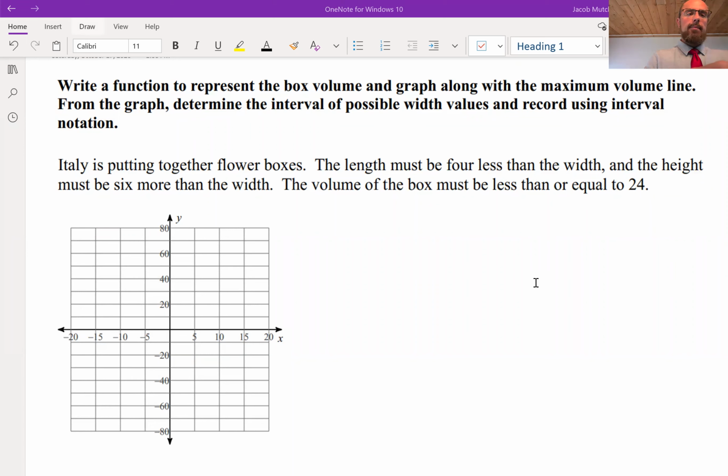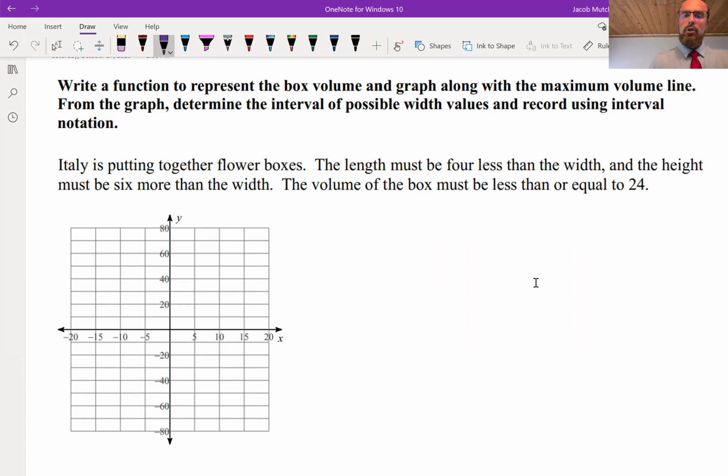So I'm going to pick up my pen and go directly to the words where I have length, width, and height described in terms of their relationships to each other. The first relationship I see is that the length must be 4 less than the width. I also have a second relationship here. The height must be 6 more than the width.